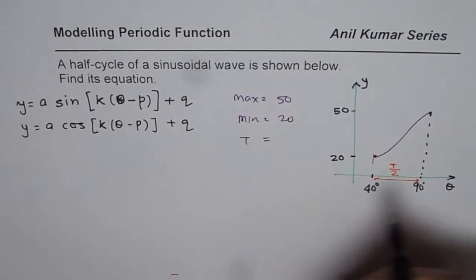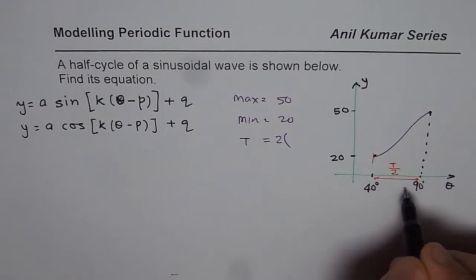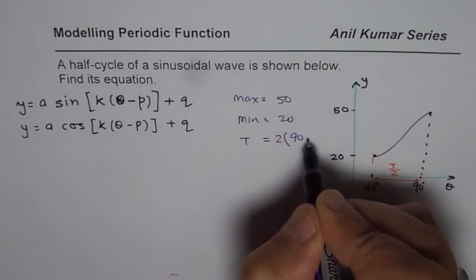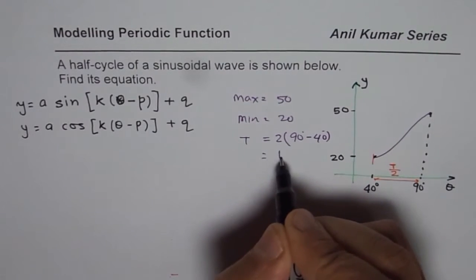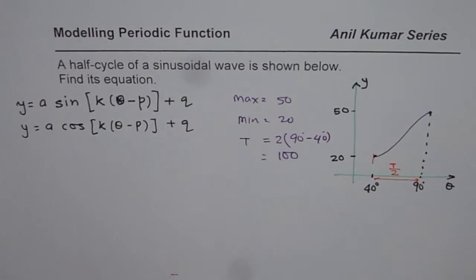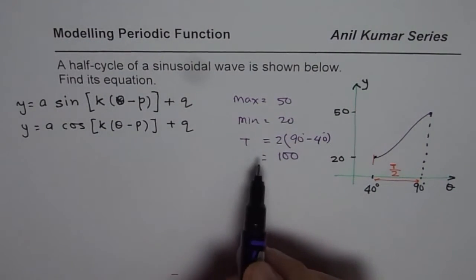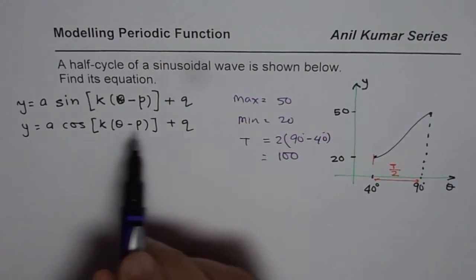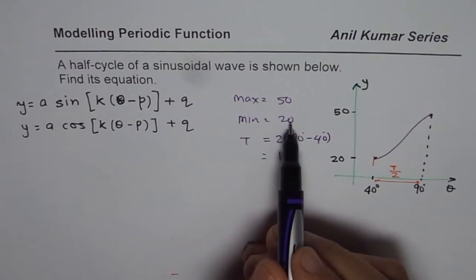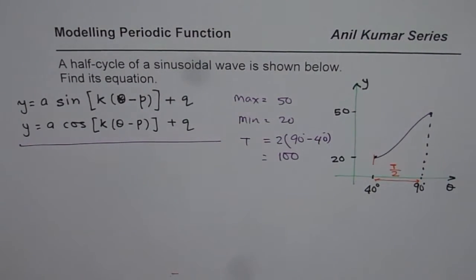Time period is what? Time period should be twice this distance. This is 2 times, let me write, 90 minus 40 degrees, right? So 90 minus 40 is 50, so we get T of 100. All this is known to us, correct? But this is enough to get us the equation. Now let's see how. When we know the maximum and minimum, we can find the amplitude by finding their difference and dividing by 2. So let's do our calculations now and then see different kinds of equations which we can write from the given situation, right?